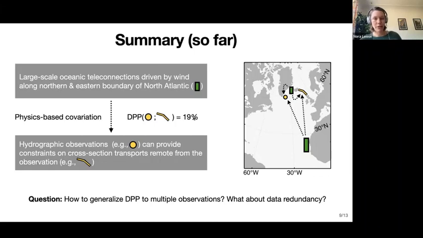But we have to keep two things in mind. The first one is, right, this DPP quantifies only physics-based covariation. So there's nothing like statistical significance tests that have to be passed.